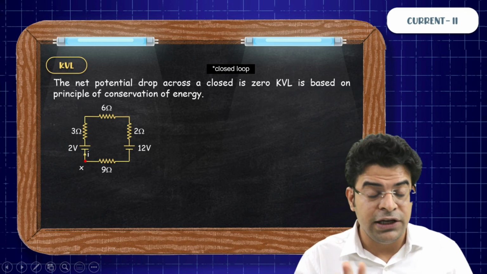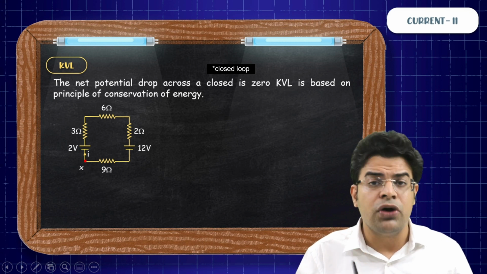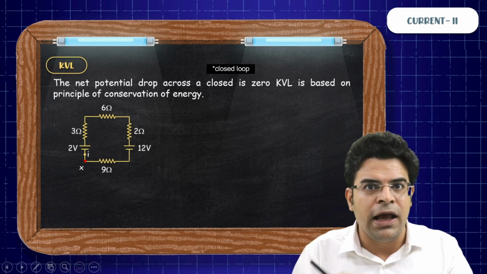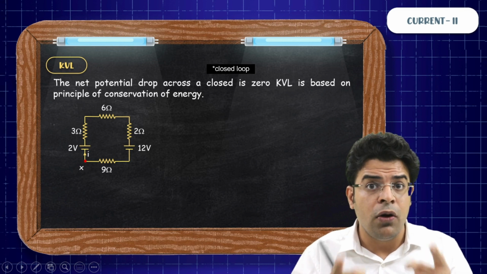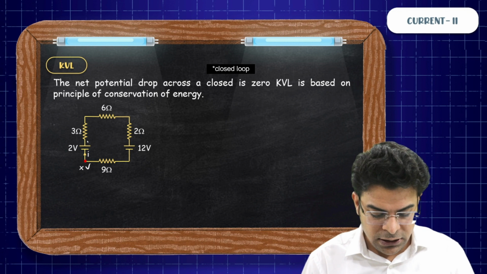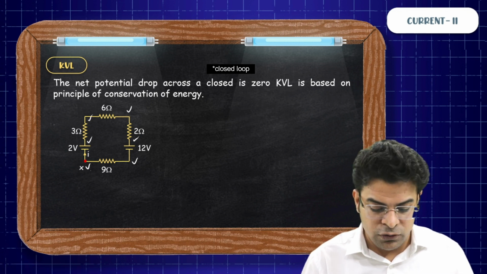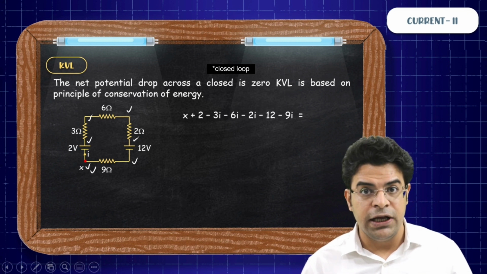Personally, I am again saying you will never ever apply KVL, but you need to know how to apply it, because sometimes the pure question comes on applying KVL. That's why you should know how to apply it, and it's very easy. So you will say potential here is x plus 2 minus 3I minus 6I minus 2I minus 12 minus 9I, and this has to be equal to x.